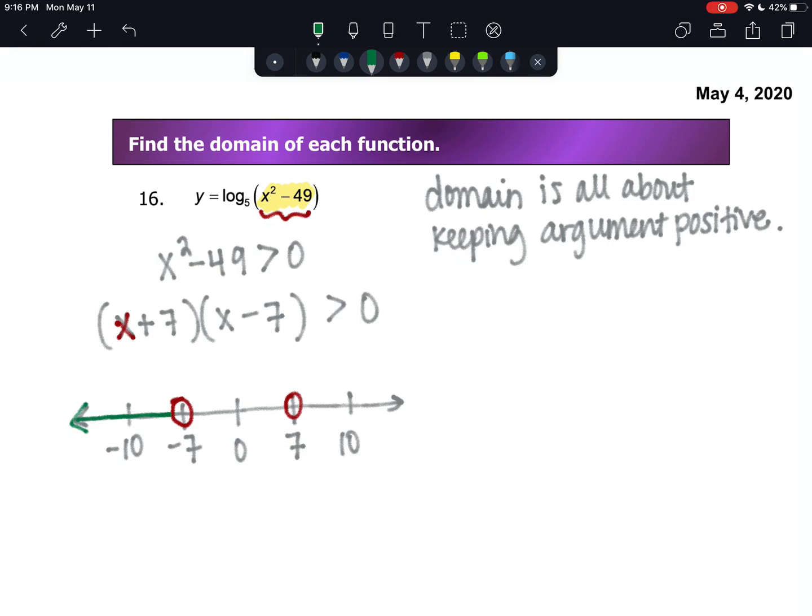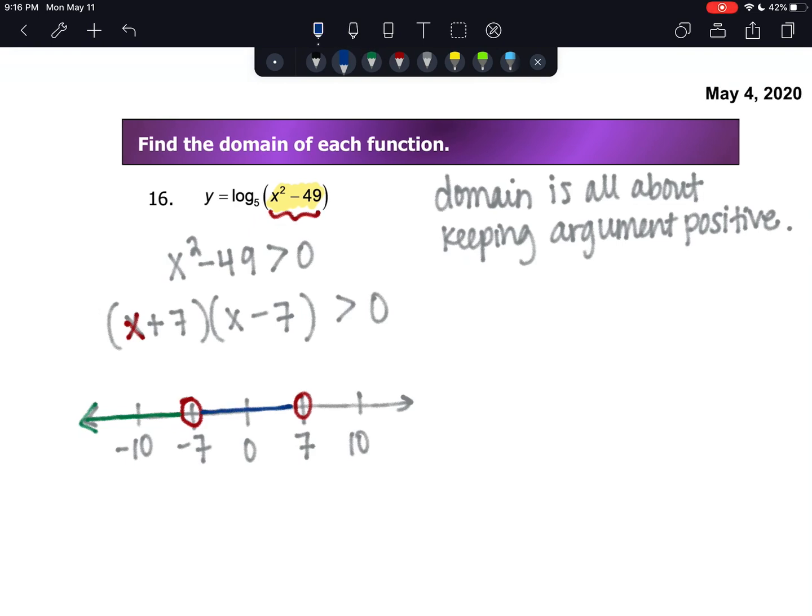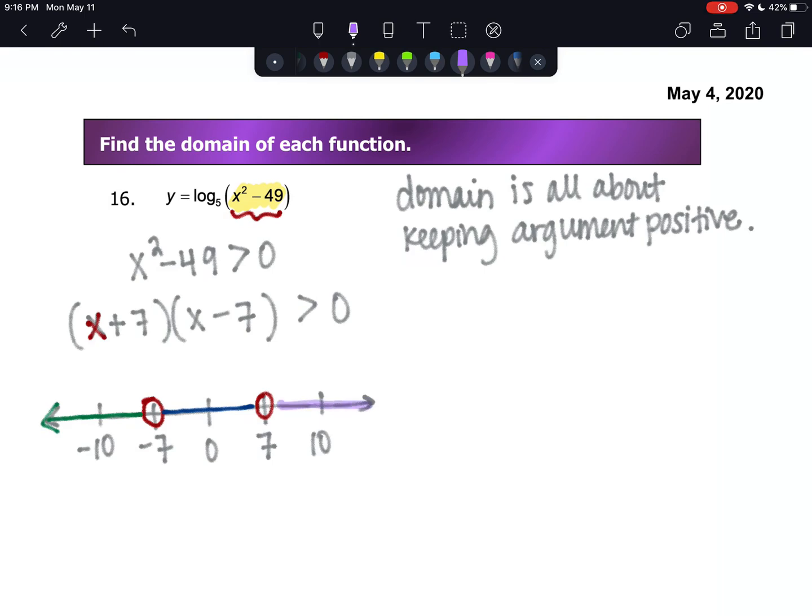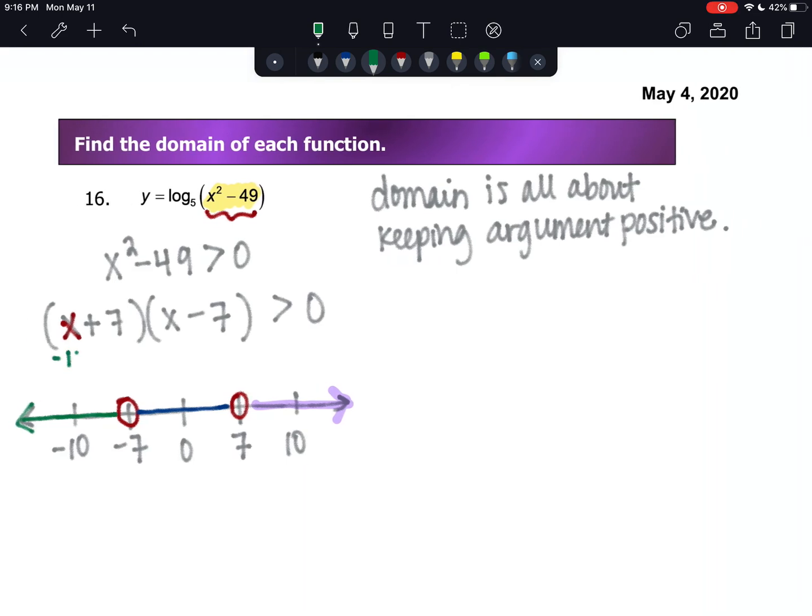Does the green section work? Does the blue section work? Does the purple section work? So we need to try all of these sections. Which ones work? Well, if I put a -10 in, -10 plus 7 is a negative number. -10 minus 7 is a negative number. A negative times a negative is a positive, and positive numbers are greater than 0. So this green section is true. Any value in the green section will make the inequality true.